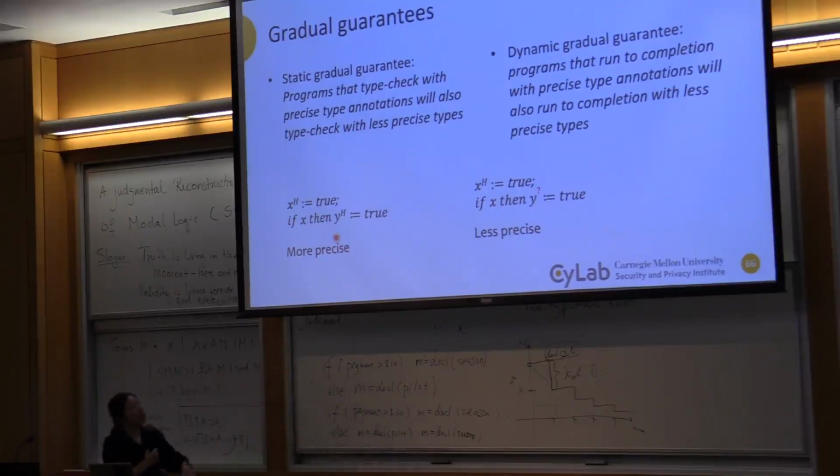Okay, so keep that. Any questions about the gradual guarantee before I move on? It seems to make sense, right? If I allow the programmer to use question mark, I shouldn't penalize them for using it.